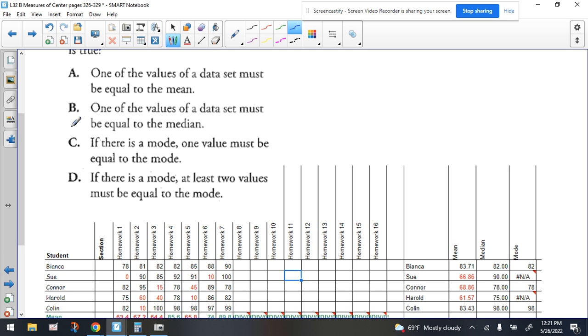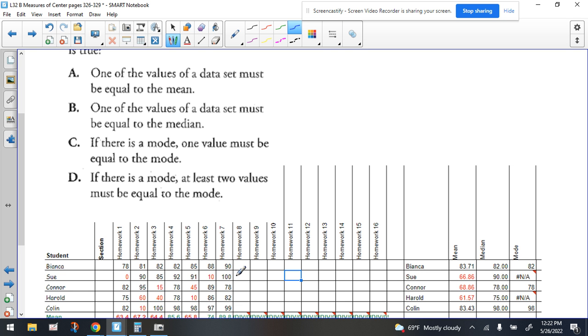Let's look at choice B. One of the values of the data set must be equal to the median. If we use Bianca's set as an example, she did have a couple of 82s, and in her case the median was 82. But let's look at Sue. Remember the median: the numbers have to be put in order from least to greatest, and then you find the number or numbers in the middle. When there's an odd number of values, we have one number in the middle.